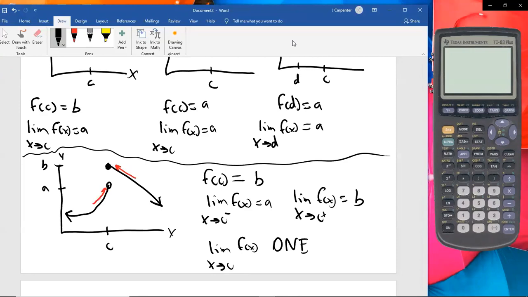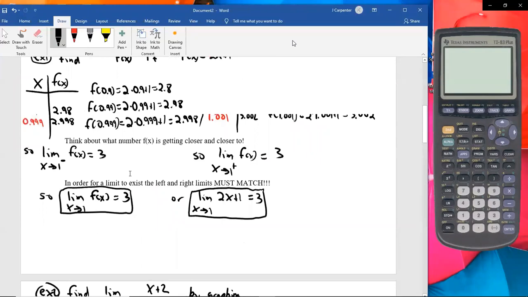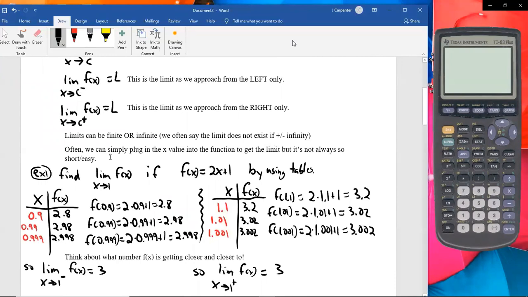So this is the graphical approach. This is the table of values approach, which are really one and the same. What about going back to the basic idea that often we can simply plug the x value into the function to get the limit, but it's not always short or easy, and it's not always even completable.